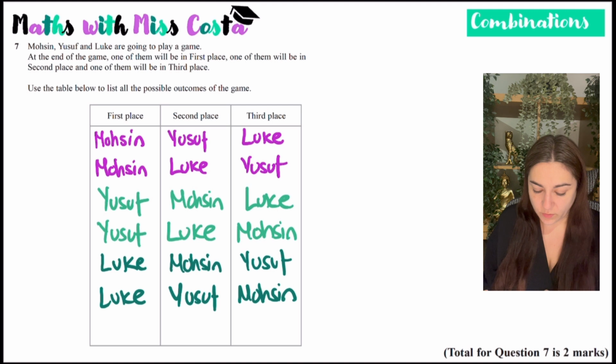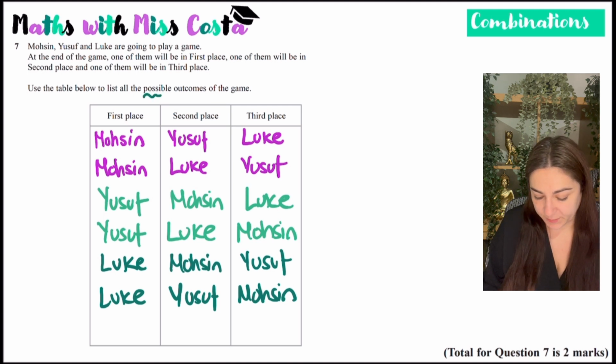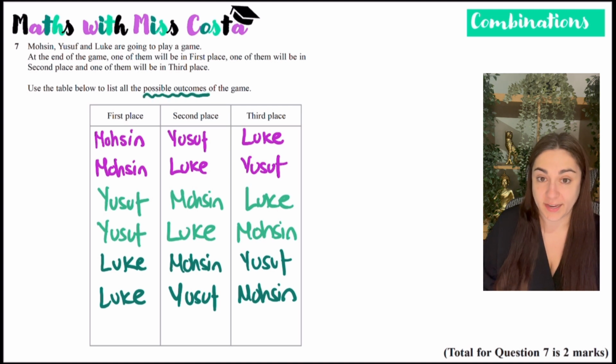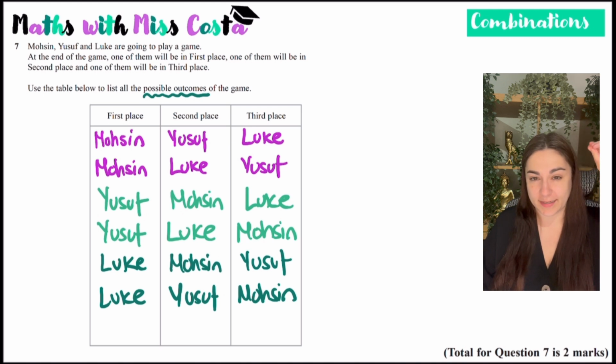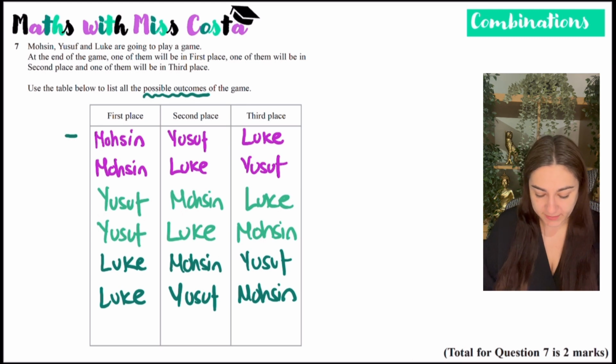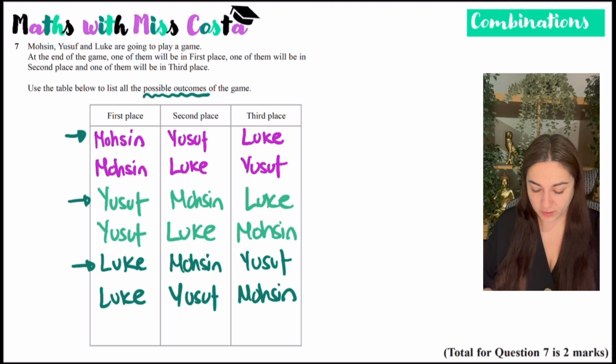So when you're trying to list things like this, which are the possible outcomes of a game, you just want to make sure you've extinguished all your options one person by person. So all of the options for Mohsen coming first, then all of the options for Yusuf, and then finally all of the options for Luke.